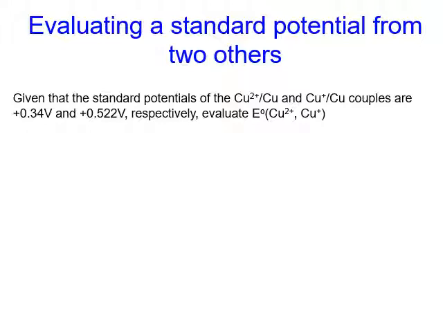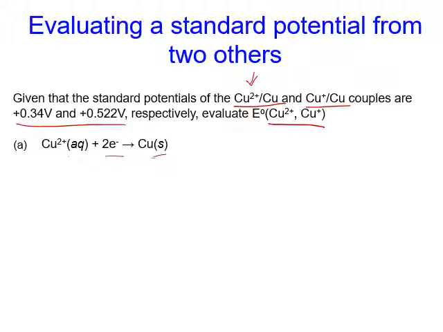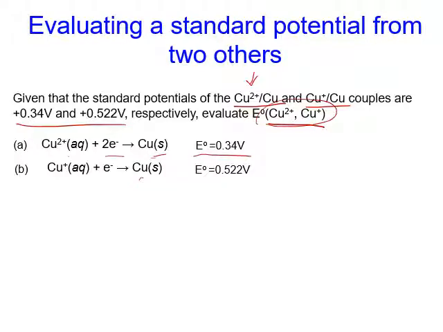So here is an example. Given the standard potentials of two half cells, copper 2 plus to copper metal, and copper 1 plus to copper metal, these are the standard potentials. We want to calculate the standard potential for a different half cell, copper 2 plus to copper 1 plus. All right, so first we write the reactions. For the first half cell, the reaction is 2 plus to metal 0, gaining 2 electrons, and the listed reduction potential is 0.34. And the second one is copper 1 plus gaining an electron to form copper metal, and the reduction potential is 0.522 volts.